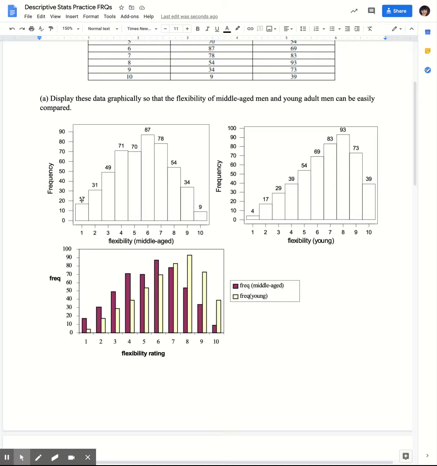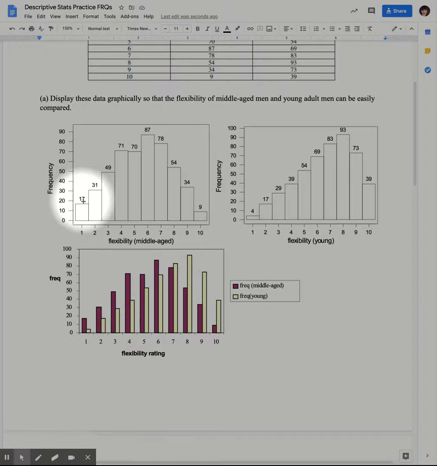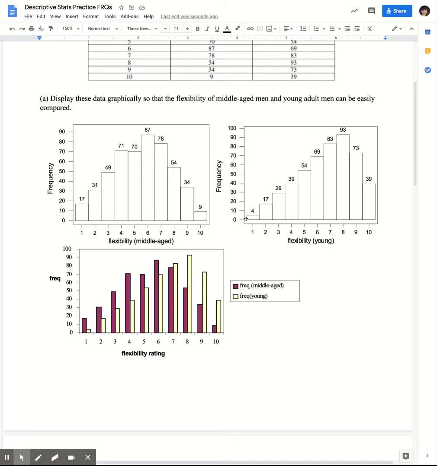And then just for ease of comparison, I labeled at the top of each bin with the actual frequency in each one. This is the one for the middle-aged men, and this is the one on the right for the young men. Doing it this way, it's very easy to compare the two. Even just visually looking at them, they're obviously very different in their shape. And because of that, they'll be different in their center as well, and possibly their IQR.